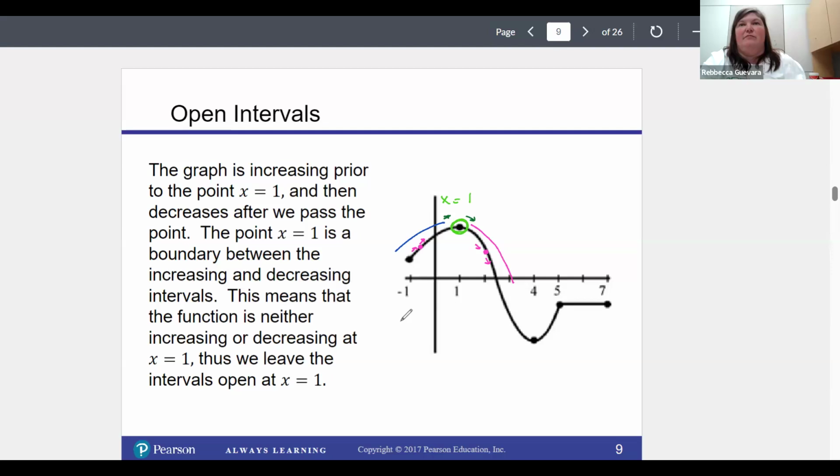So right here, we'd say it was increasing from -1 to 1, and we leave it open. On the part where it's decreasing, like I said, I don't know which side I would include that point on, because it's not doing the same thing on both sides of that point. So those points where we change from increasing to decreasing, decreasing to increasing, increasing to constant, constant to decreasing, all that stuff where there's a change, does not get included in your intervals.